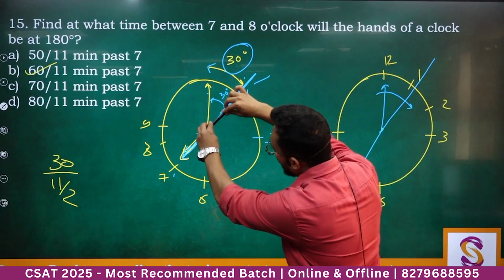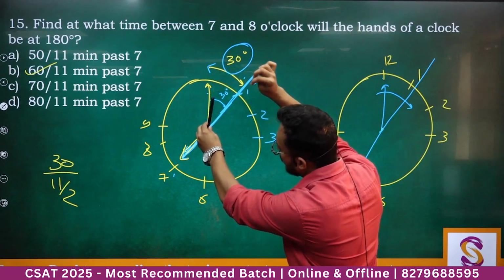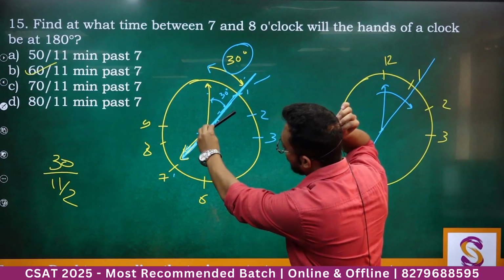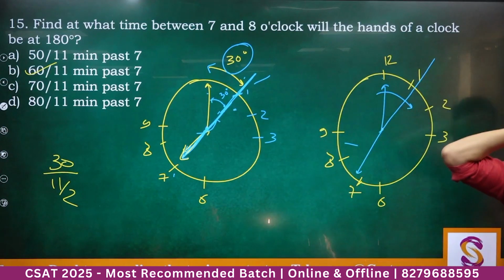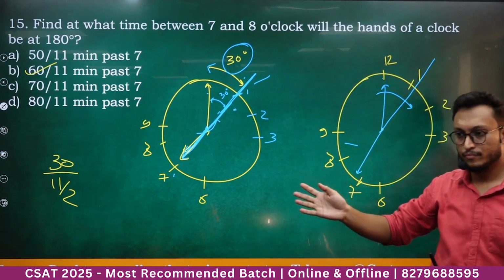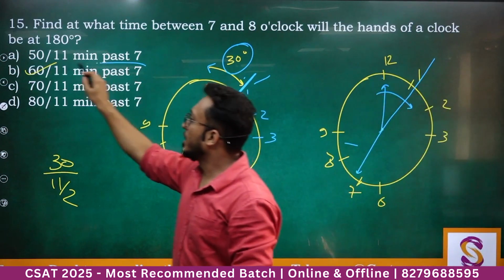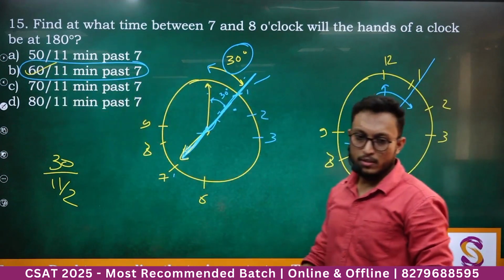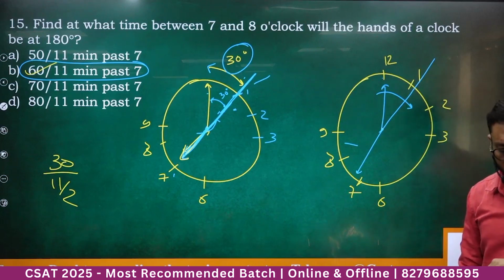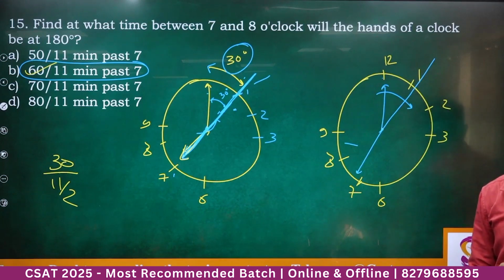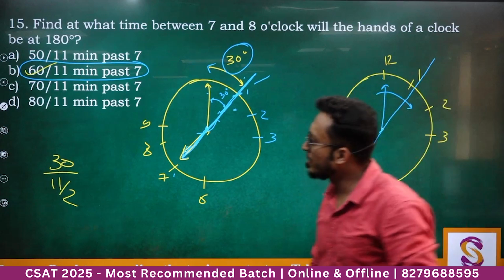अब ये move करेगा, ये भी move करेगा, लेकिन ये थोड़ा तेज move कर रहा है. So by the time it reaches somewhere here, it will come and meet it. So move दोनों कर रहे हैं. So they will meet after 60 by 11 minutes past 7. ठीक है, एक और question करें.